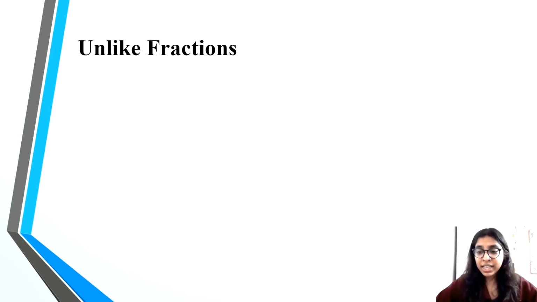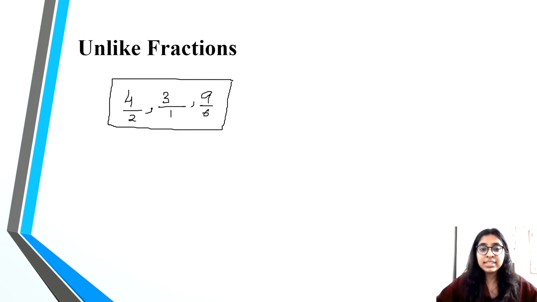If I talk about unlike fractions, they're the vice versa of like fractions. Basically, they don't have the same denominator. For example, 4 upon 2, 3 upon 1, 9 upon 6. So this set of fractions is unlike fractions.